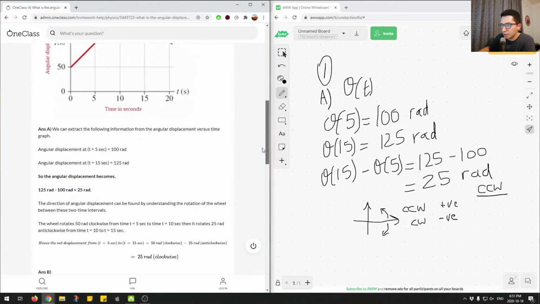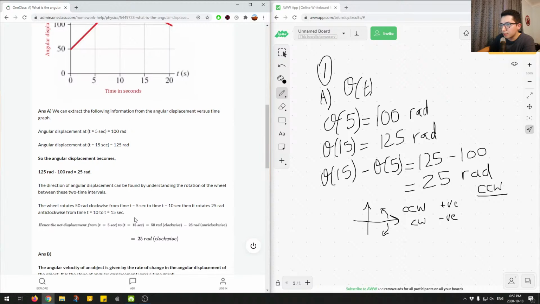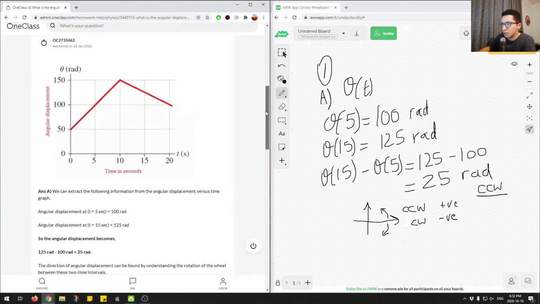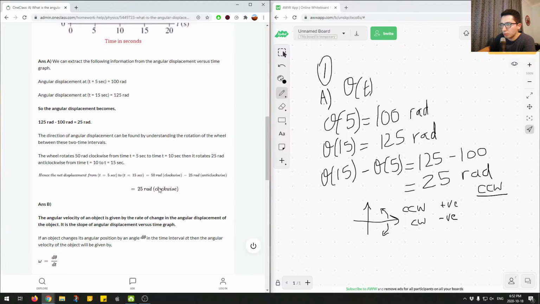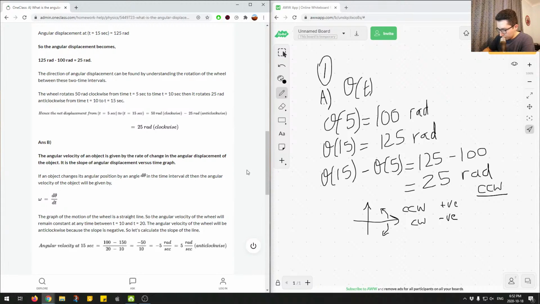So since we're asked for displacement, not necessarily like the distance traveled, we'd only really care about the 2 points here. So really we only care about at time equals to 15, at time equals to 5. So although this is showing an increase and a decrease, really it's only from here to here, which is an increase. And that's why you would get counterclockwise rather than clockwise. So they get the right value but the incorrect direction. Alright, let's go to part B.